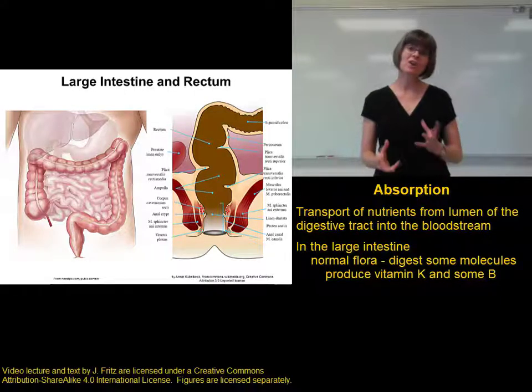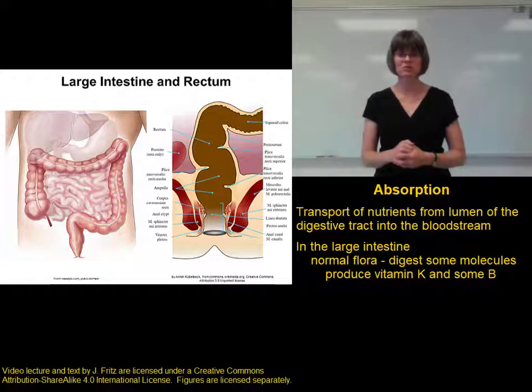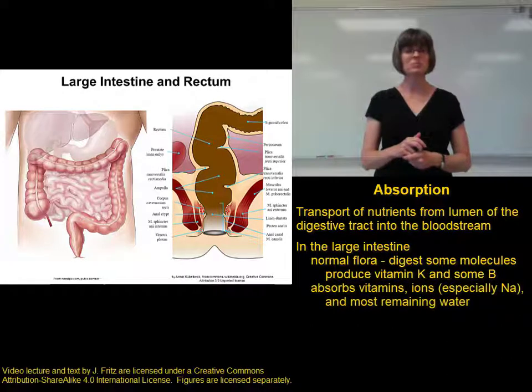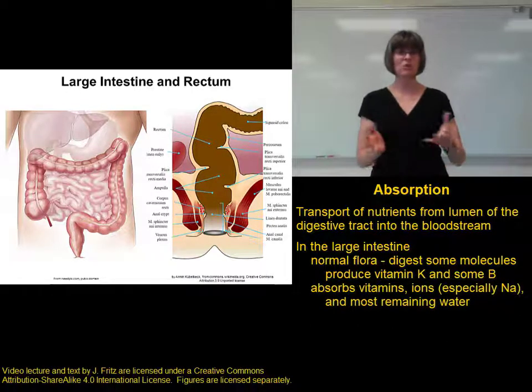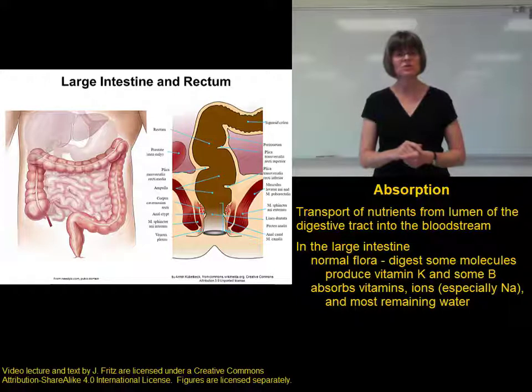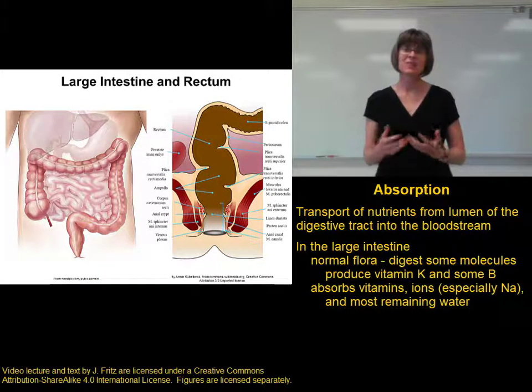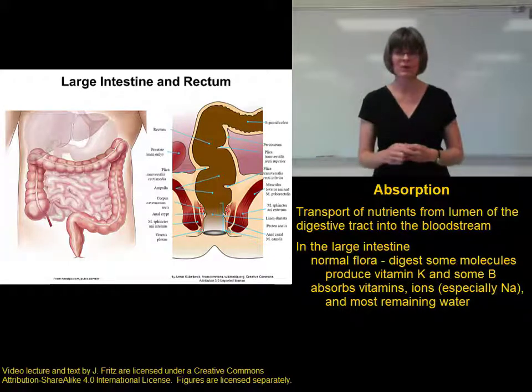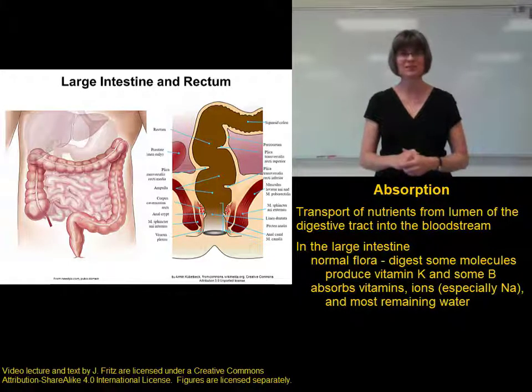The large intestine also contributes a bit to absorption. We have to absorb the vitamin K and B vitamins that our normal flora made, or there was no point in getting them. We also reabsorb a lot of sodium and chlorine from the large intestine, and we absorb more water as well that's attracted to those sodium ions that are being reabsorbed.